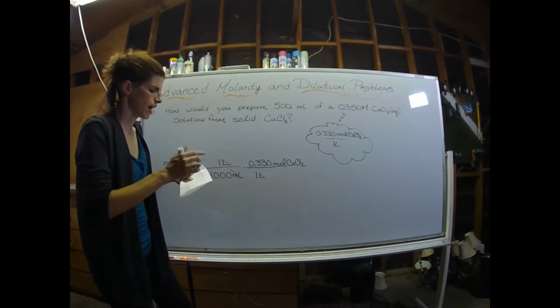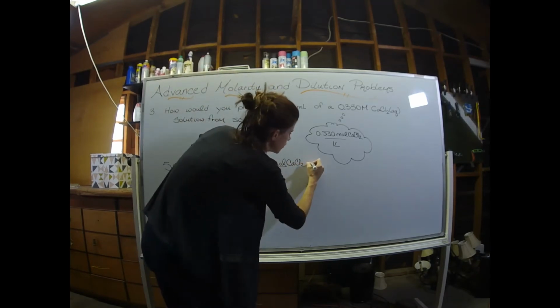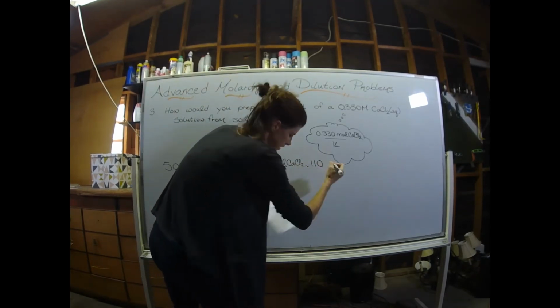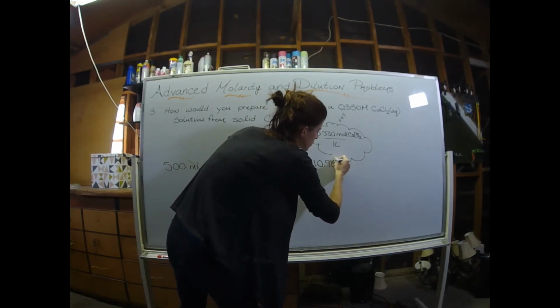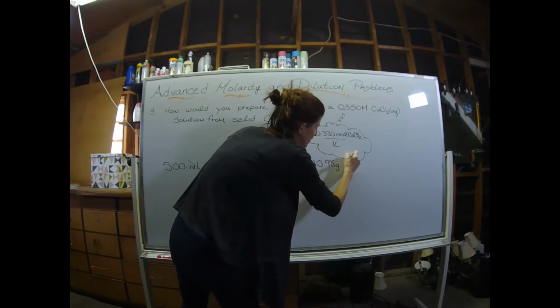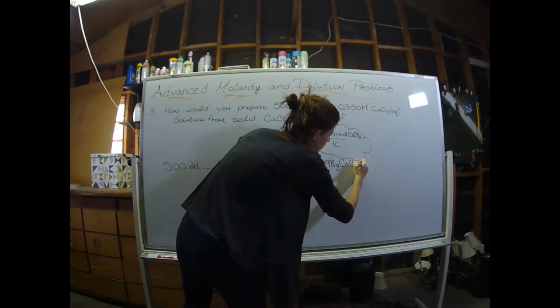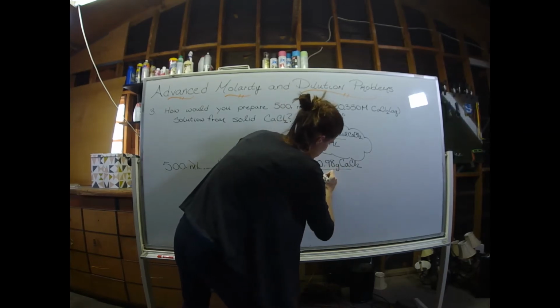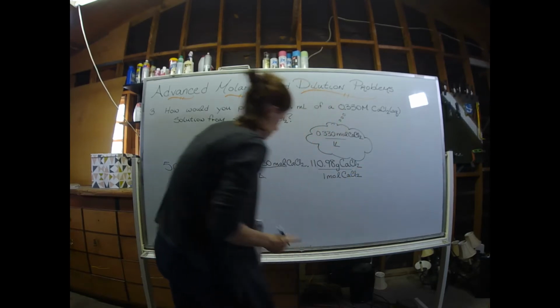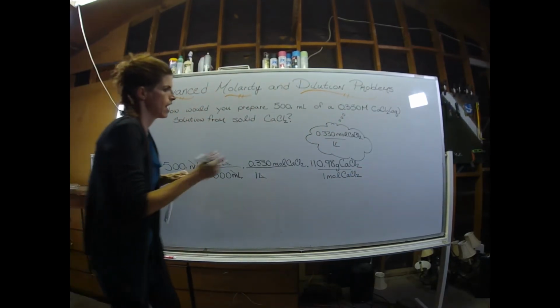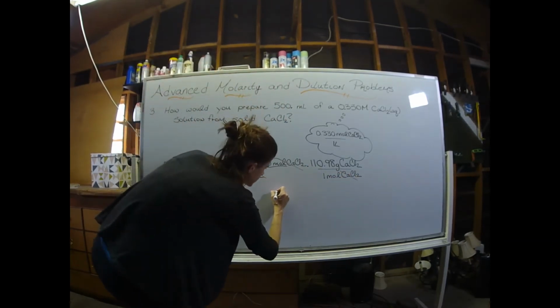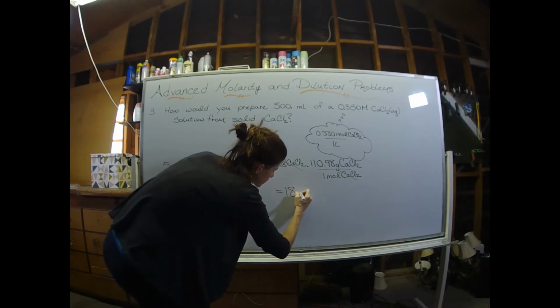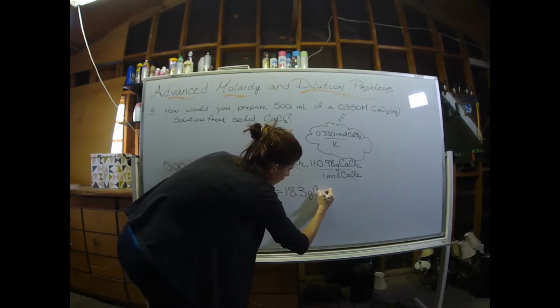So the last conversion factor I'm going to use is the molar mass of calcium chloride. So 110.98 grams, my thought bubble's in the way, of calcium chloride per 1 mole of calcium chloride. Perfect. Now we got rid of moles, and now we're in grams. We're going to need around 18.3 grams of calcium chloride to prepare this solution.